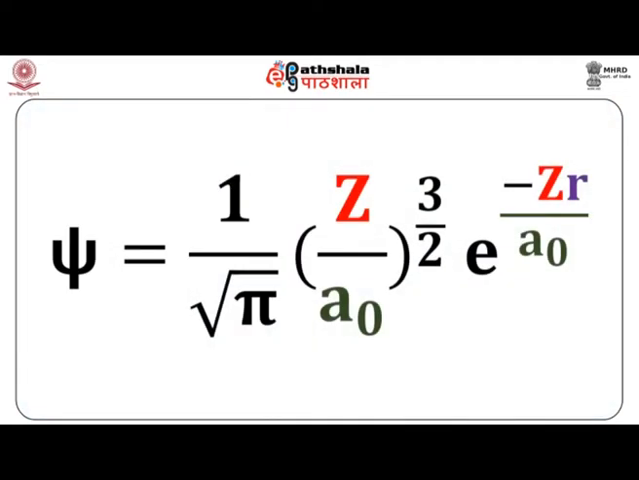As we already know, the one-electron hydrogen-like wave functions are given by psi is equal to 1 upon root pi (Z upon a0) raised to the power 3 by 2 into e to the power minus Zr upon a0. But in this case, Z will be the charge on the nucleus, and in the case of helium ion, this charge has the value of 2. Please note that the term a0 in this equation represents the Bohr radius.